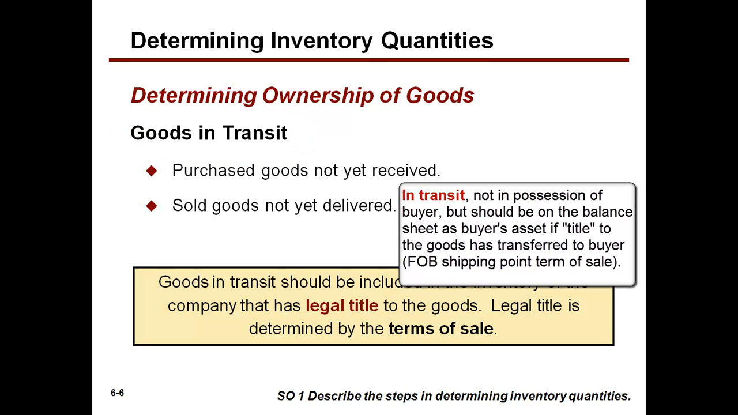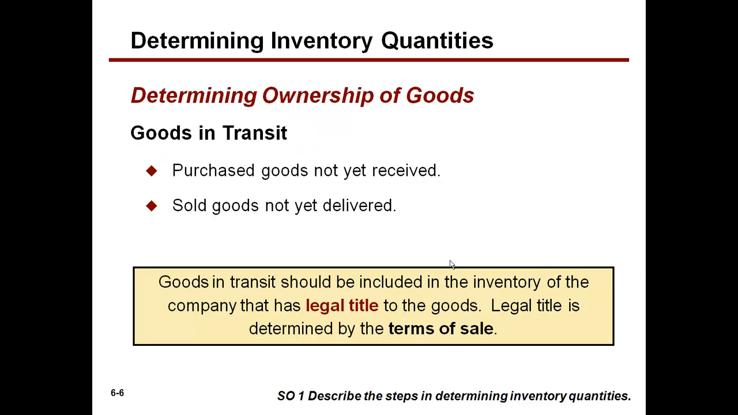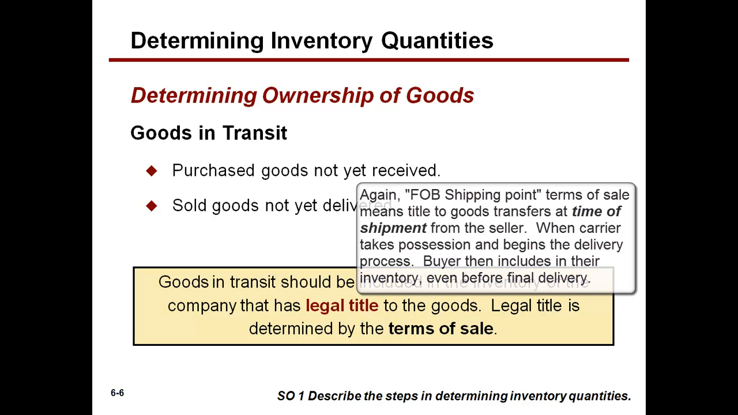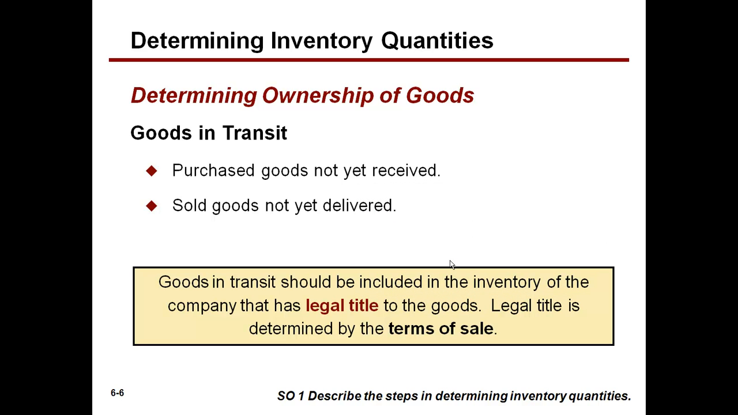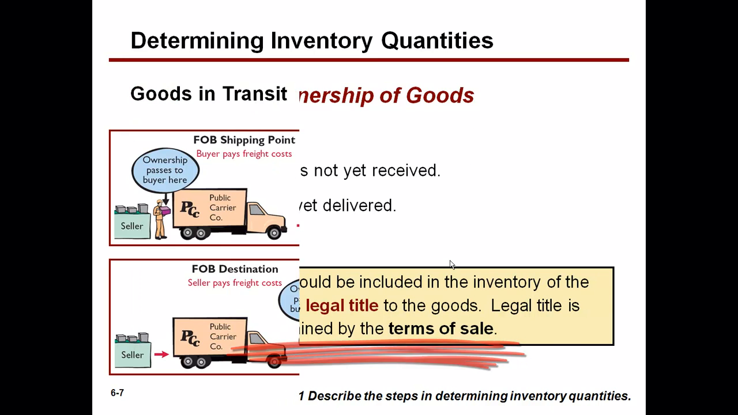So the goods are sold by the seller but not yet arrived at the buyer's point of delivery. These goods in transit, when ownership has occurred at the initial shipment of the goods, should be included in the books of the buyer when they're shipped. That is, when ownership title transfer changes hands. Legal title is determined by the terms of sale and not necessarily the physical possession of the goods.